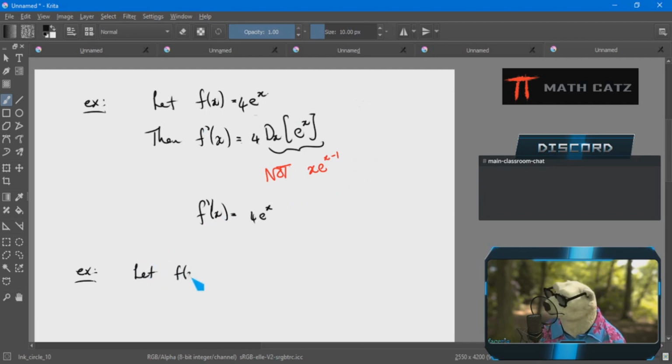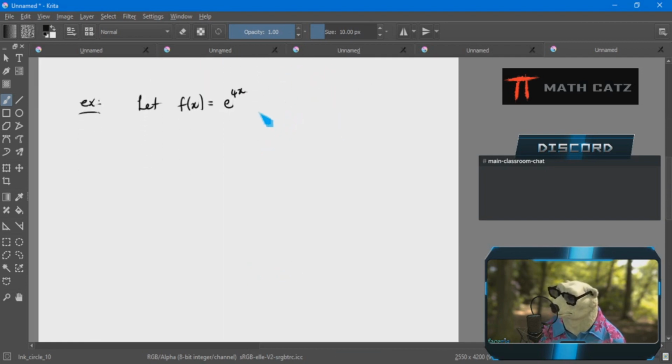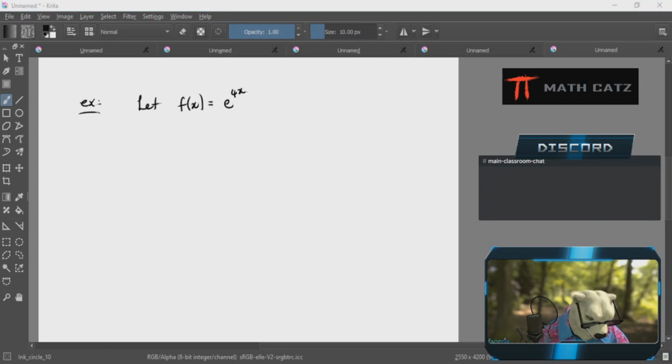Let's make it something else, maybe e to the 4 times x. What is the first property that I'm going to use now? While you're thinking of that, I just want to go open the problem book to see where we're at. So feel free to make a guess of what the first property will be.